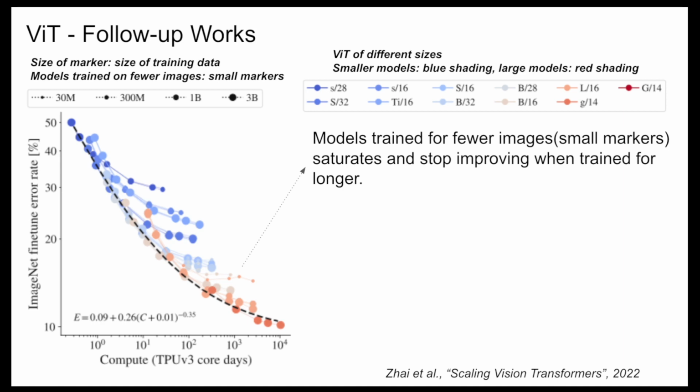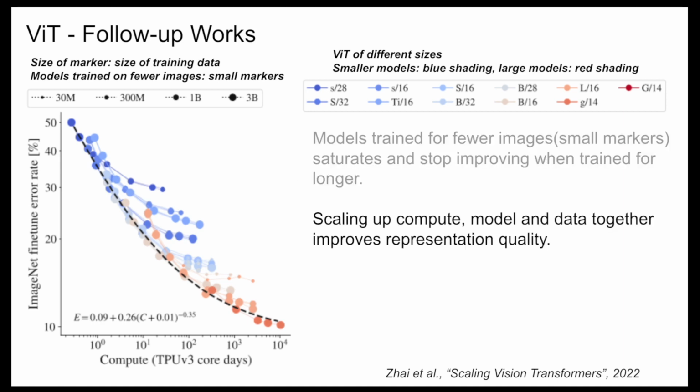saturate and stop improving when trained for longer. You can see that these models with small dots, when trained for longer, saturate and stop improving. You can see here.